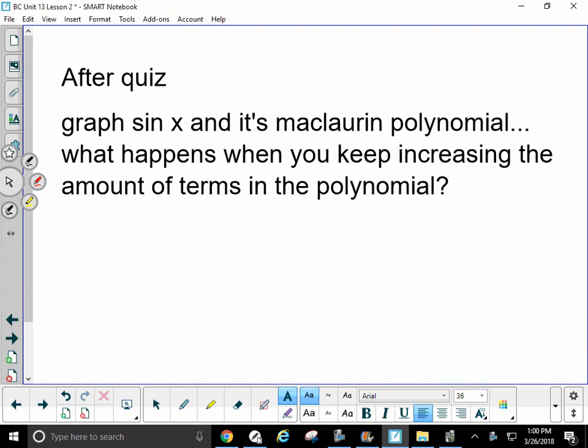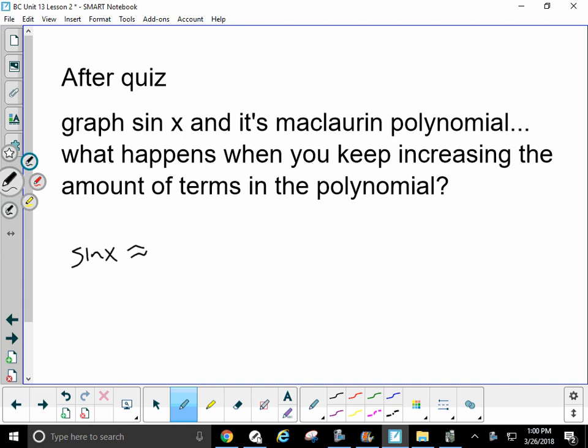So we're talking about sine x and its Maclaurin polynomial. We say sine x is approximately equal to this Maclaurin polynomial: x minus x cubed over 3 factorial plus x to the 5th over 5 factorial, et cetera, et cetera, et cetera.